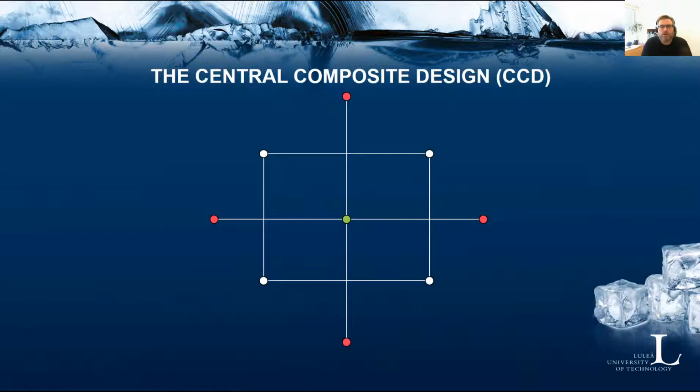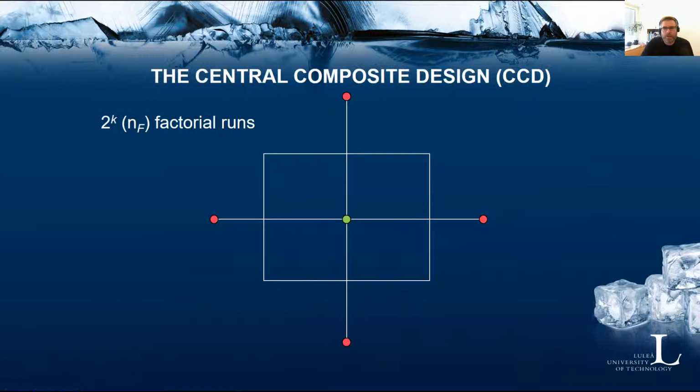First out is the central composite design, the CCD design, which has been mentioned in previous videos as well. The central composite design in two factors is illustrated in this slide. So we have factorial points. We have axial points, these red points, or star points, we sometimes call them that as well. And we have center points in this design.